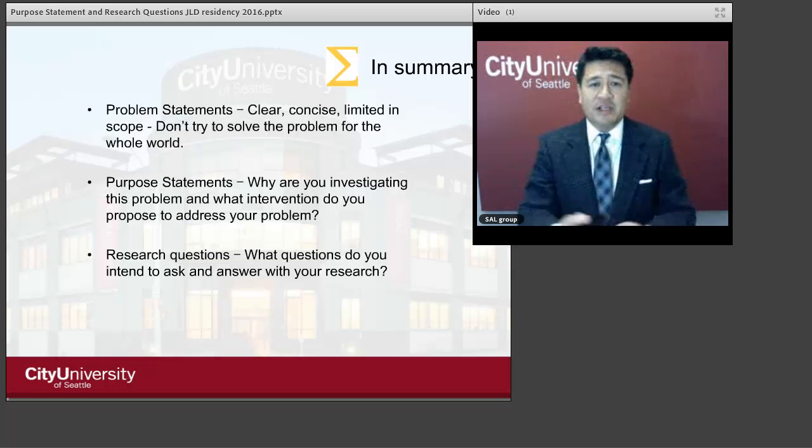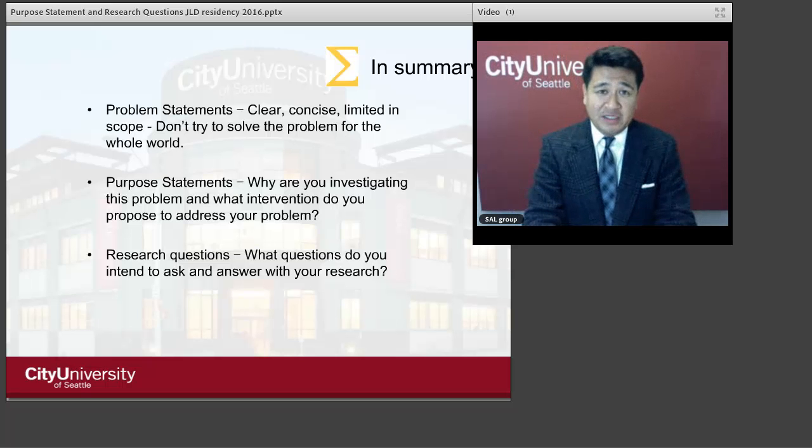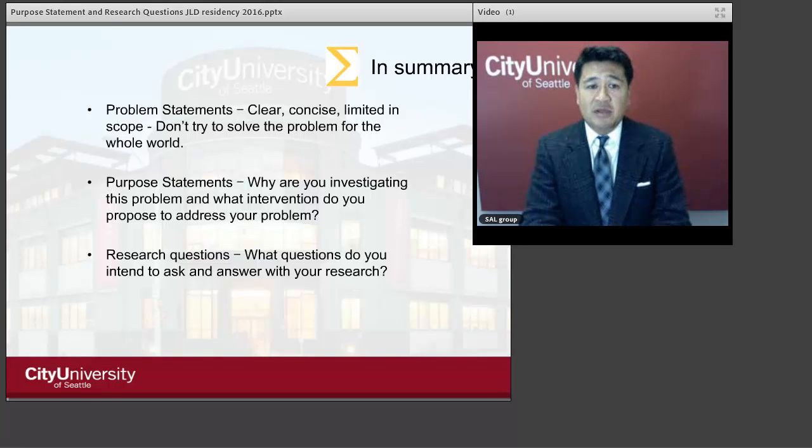Okay, so here's a quick summary of what we've talked about. Problem statements. Remember, they should be clear, concise, limited in scope. Don't try to solve a problem for the whole world. You'll have time to do that, but get your doctorate first. Purpose statements. Why are you investigating this problem, and what intervention do you propose to address your problem? Finally, the research questions. What questions do you intend to ask and answer with this research? Problem statement, purpose statement, research question. They're all aligned. That's the key.